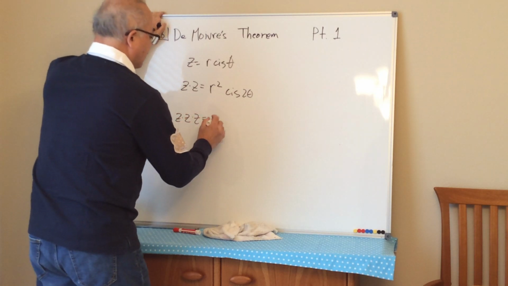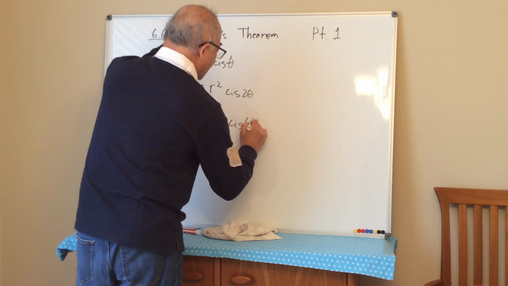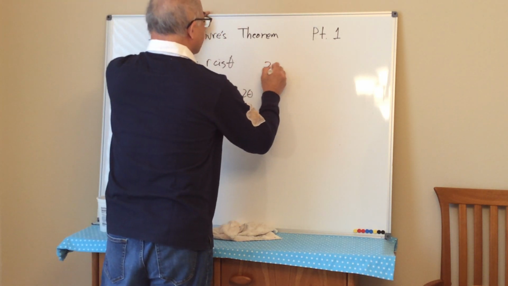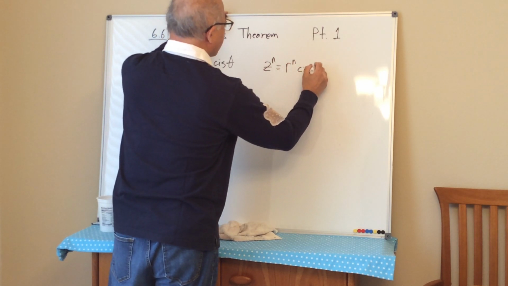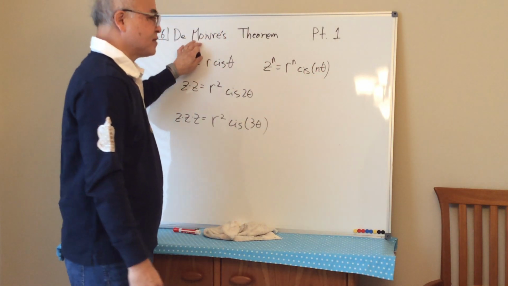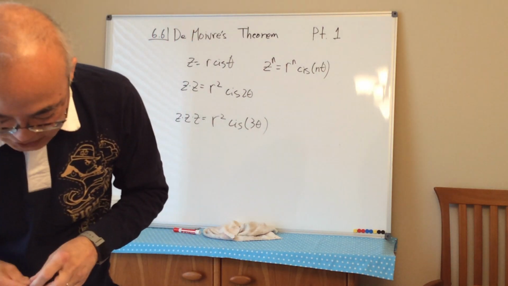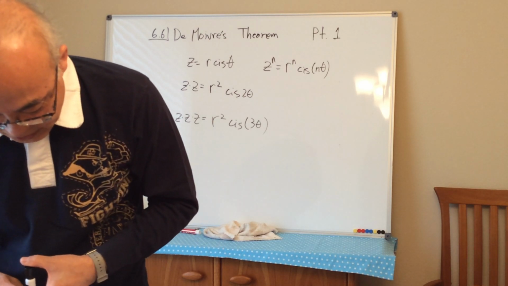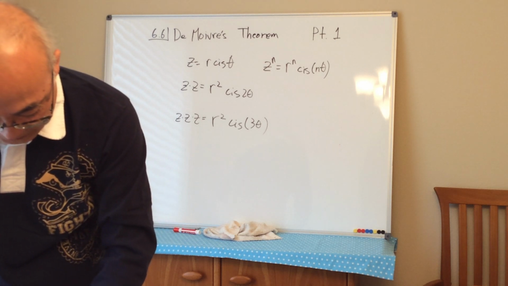So let's say I want to do this one more time. What am I going to get? I'm going to get R cubed. And I'm going to get CIS times 3 theta. Okay? In other words, Z to the nth power is R to the nth power CIS n theta. And this right here is de Moivre's theorem, right? Okay, this is what de Moivre's theorem is. If you go to page 507, there's a blue box that shows that.